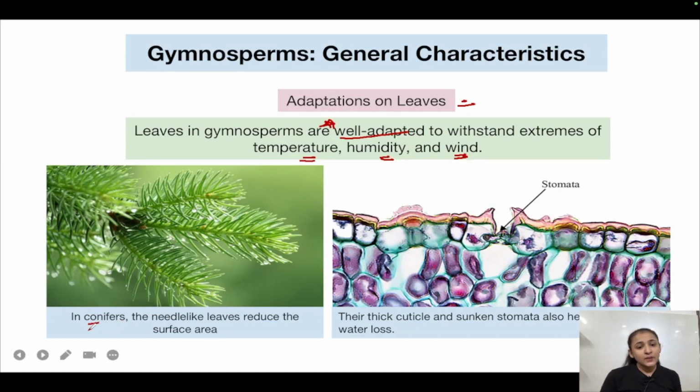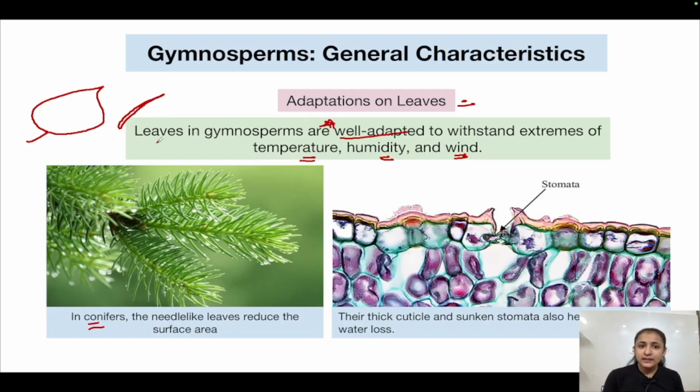So in conifers, you can see these leaves have a very fine needle-like appearance. These needle-like leaves are present in conifers. They reduce the surface area of the leaves. Their structure is such that the surface area of the leaf is reduced. Now imagine a complete, broad leaf. It has a higher surface area, but if it is reduced to a needle-like structure, the surface area reduces greatly.